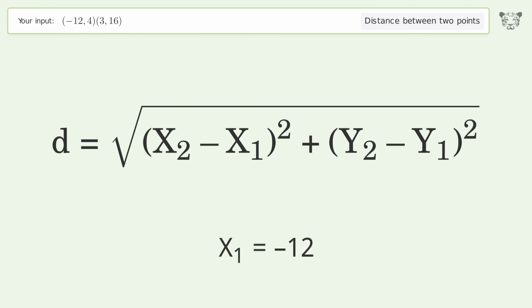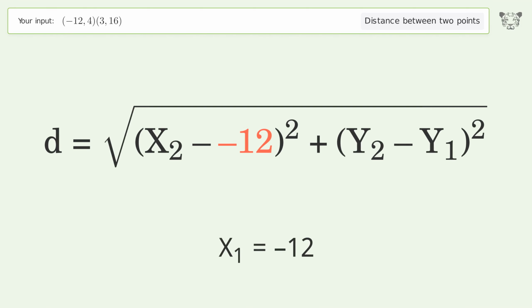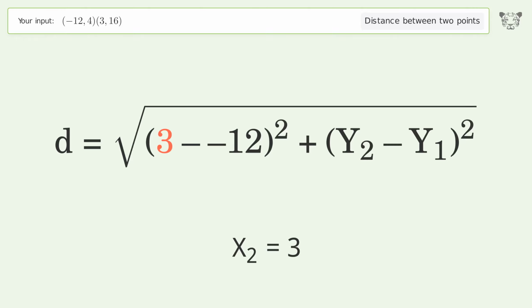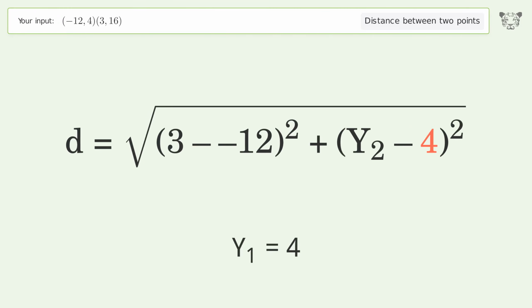x1 equals -12. x2 equals 3. y1 equals 4. y2 equals 16.